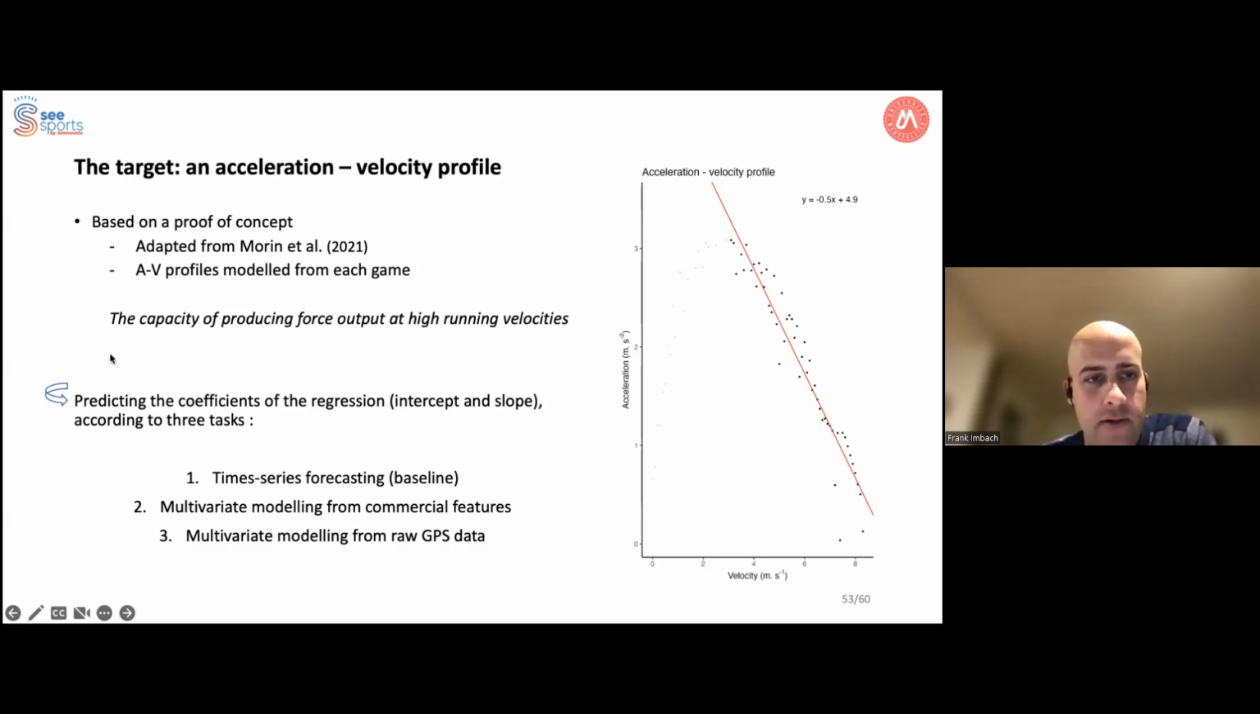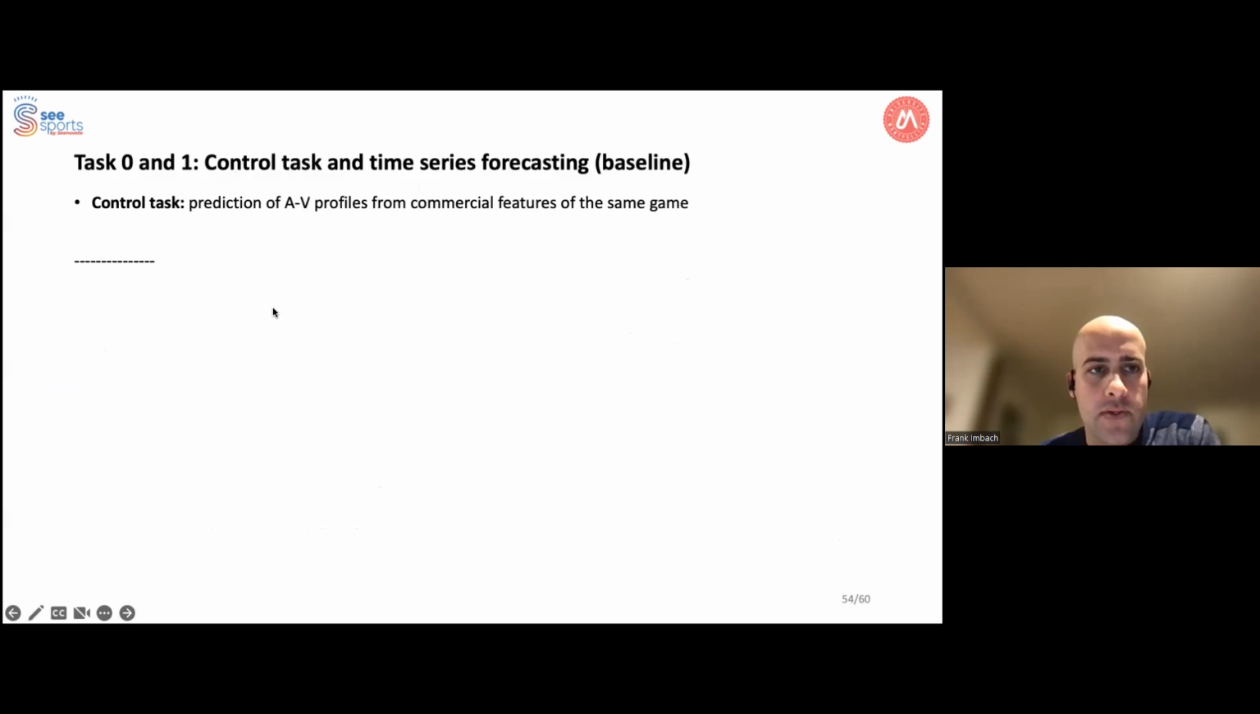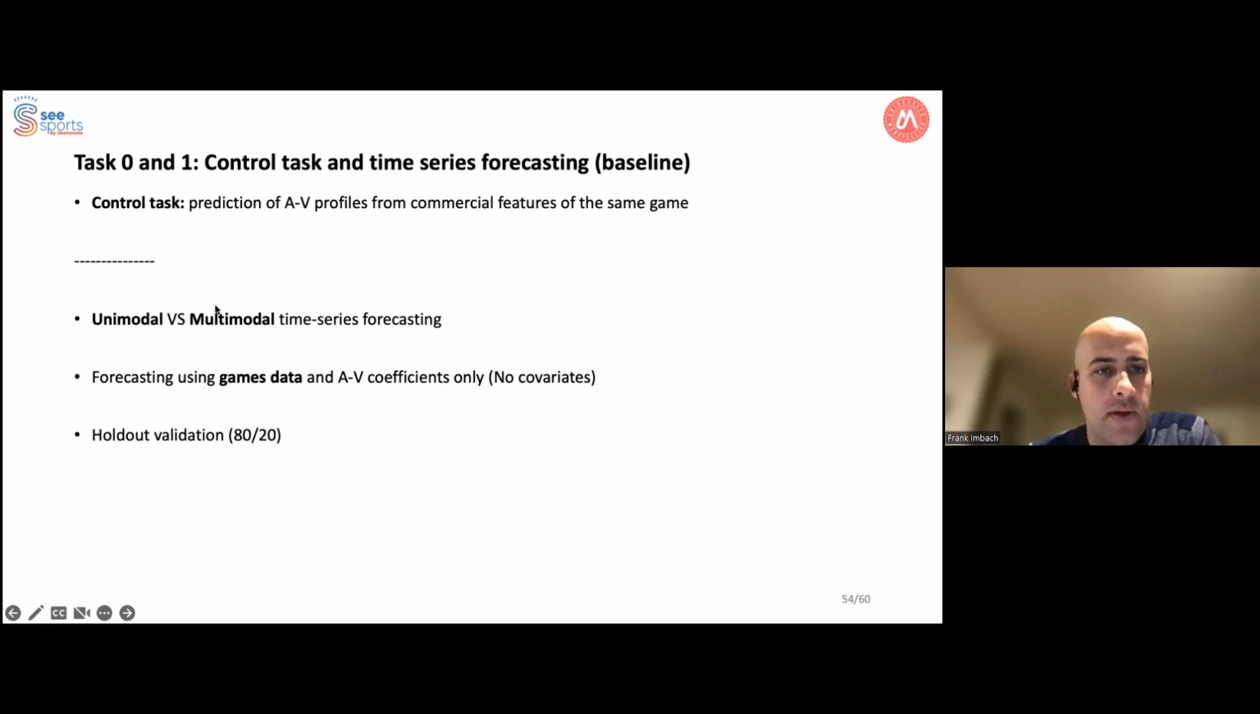The three tasks were a time series forecasting, which is our baseline, which considers only data from the acceleration velocity profile, and a multivariate modeling from commercial features, and a multivariate modeling from GPS raw data. So tasks 0 and 1 are control task and time series forecasting. The control task is just a prediction of the profiles from commercial features of the same game. I pass this one. We use different methods of time series forecasting for predicting games data using only acceleration velocity coefficients and no covariates.